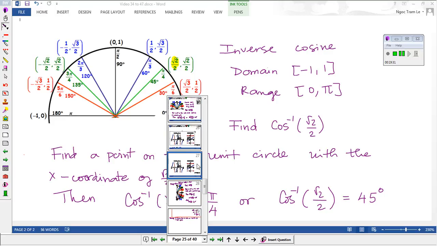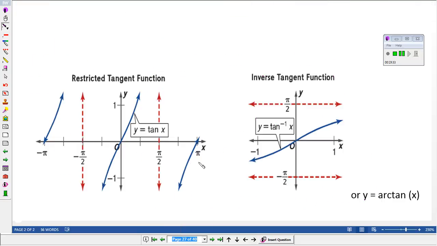Now let's do the last one, which is inverse tangent. So this is the graph of tangent. The first thing we have to do is restrict the tangent function again, because if we take more than one period, it's not going to be one-to-one. So this is the period of tangent. The period is pi. So we only take one period of tangent.